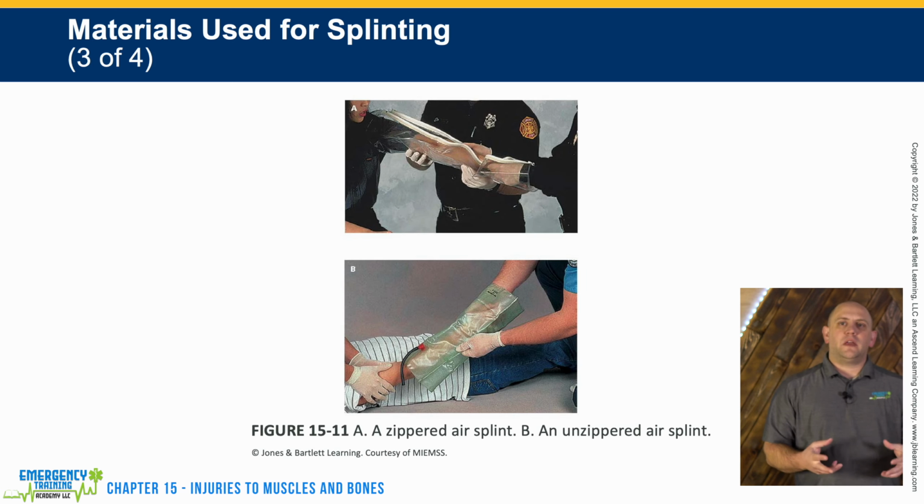Another thing to think about when using vacuum splints or air splints is they're size dependent. And so if you have somebody who's too big or too small, or they're too large to fit around these splints, then they're not going to work. So a lot of times your rigid or aluminum SAM splints are going to work a little bit better.